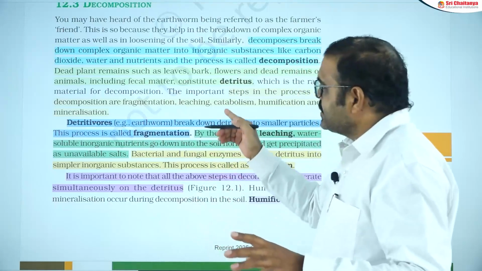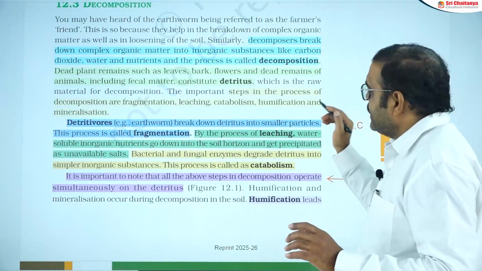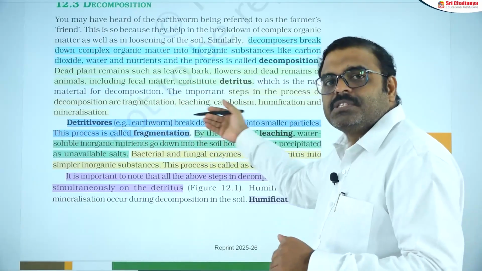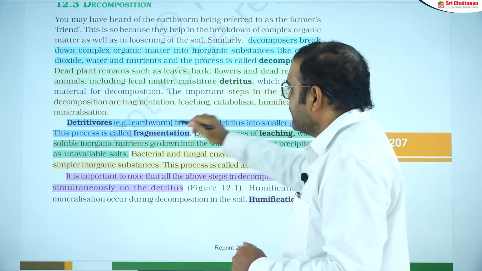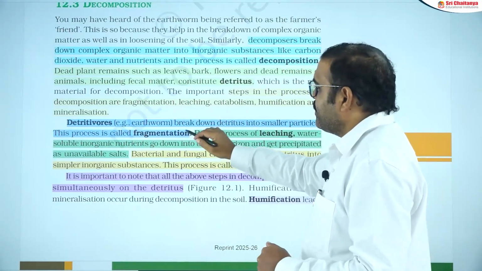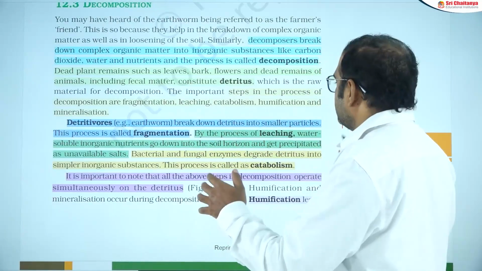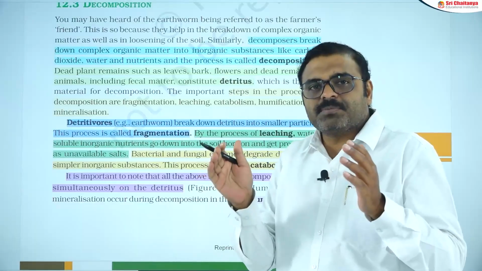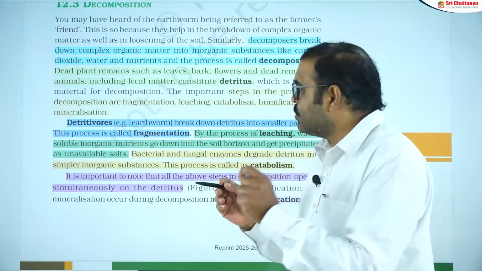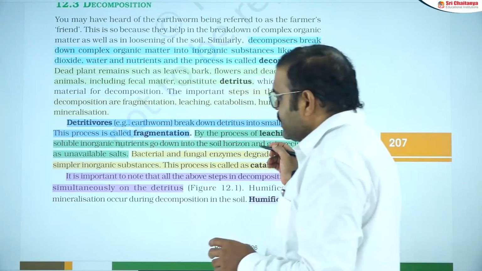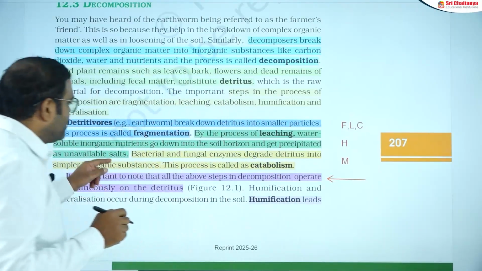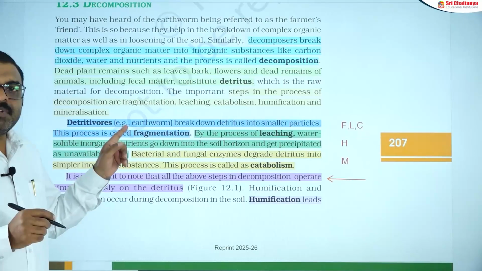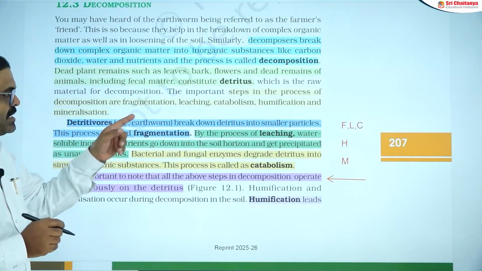And the next ones are humification and mineralization. They progress after those three steps. Next, the detritus can be degraded by earthworms, which break it down into smaller particles, known as fragmentation. Larger complex matter fragments into small pieces. Then leaching means soluble inorganic nutrients go down into the soil horizon and get precipitated as unavailable salts. That is known as leaching.